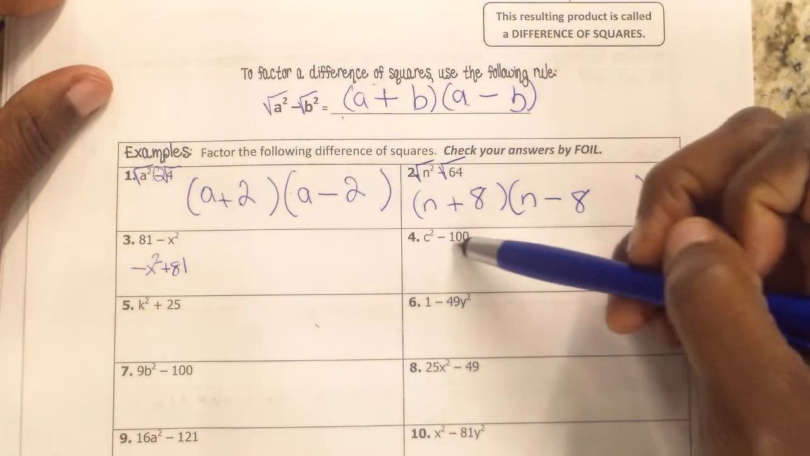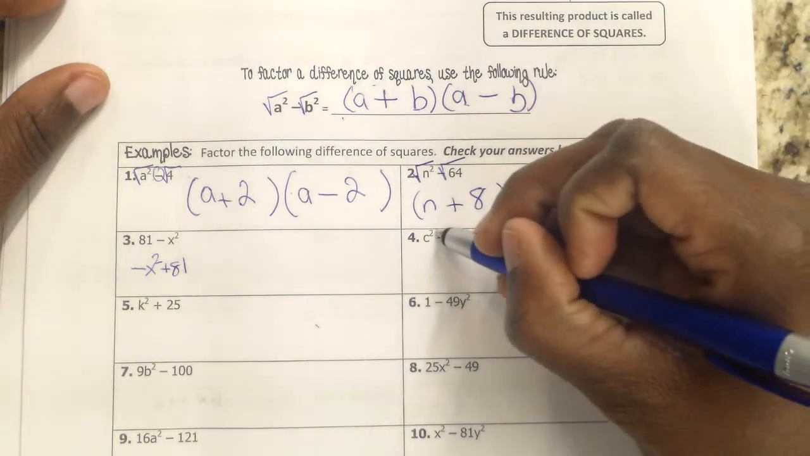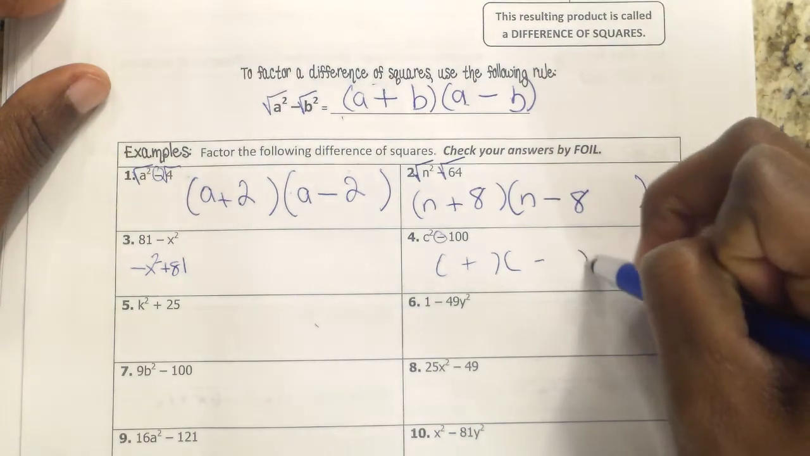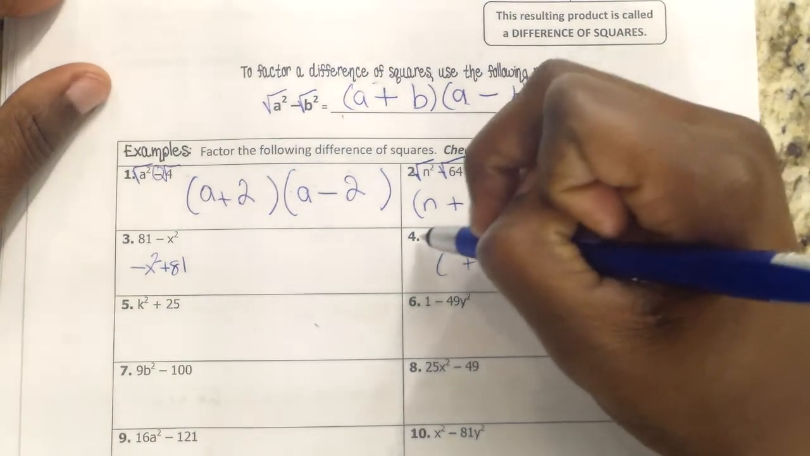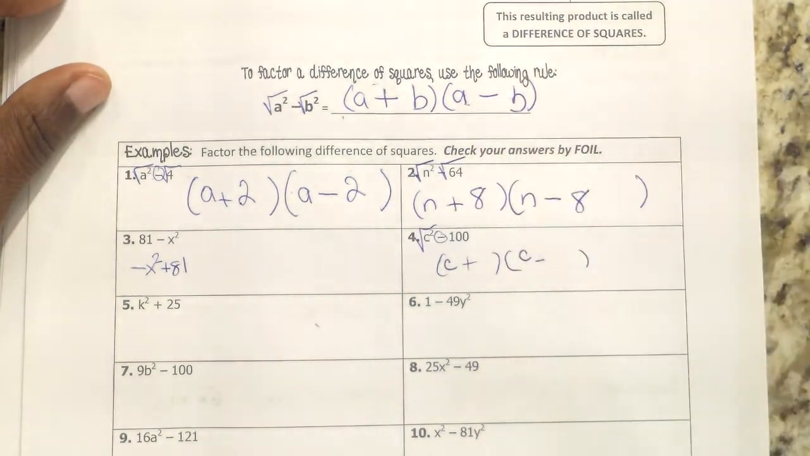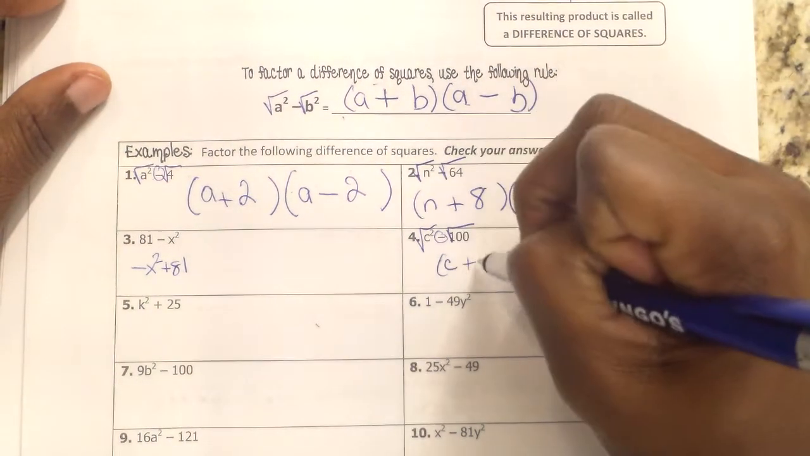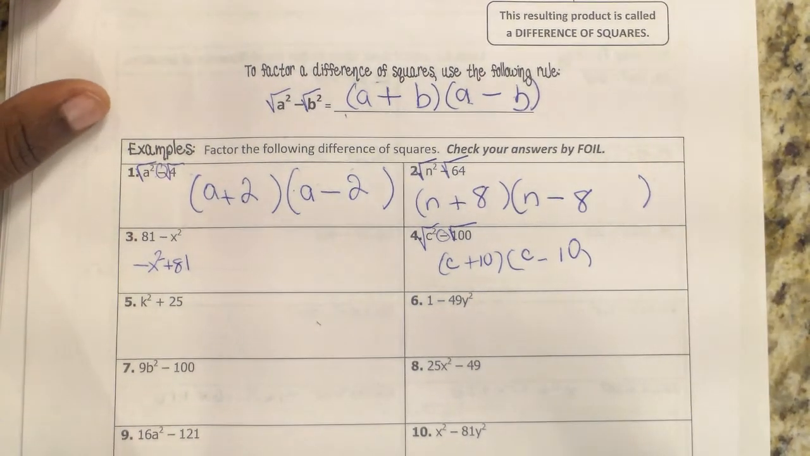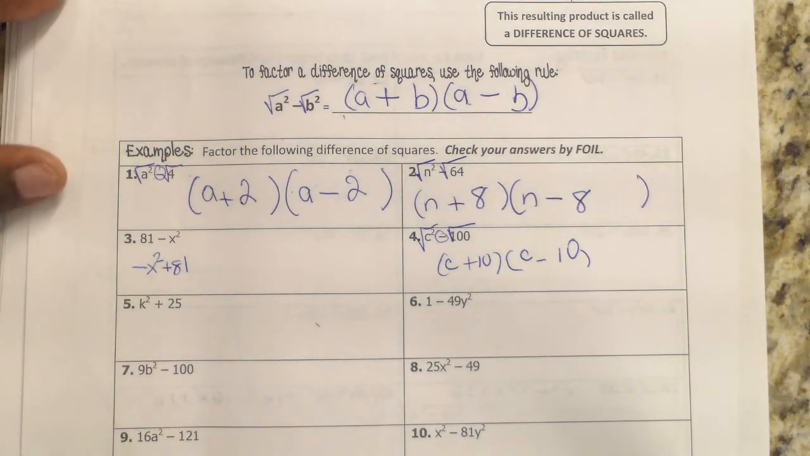I'll do another one here. We have c squared minus 100. See that minus sign, so we know it's going to be a difference of squares. So we have one positive, one negative. The square root of c squared is c times c. The square root of 100 is 10 times 10. And there's the answer. If you want to check it, you could do the FOIL method. The middle terms, those 10c's, should cancel out, and that's why we're left with two terms.